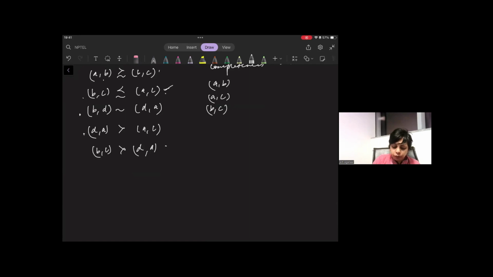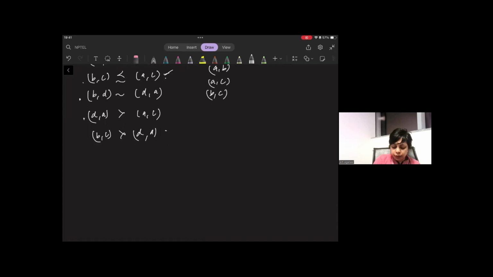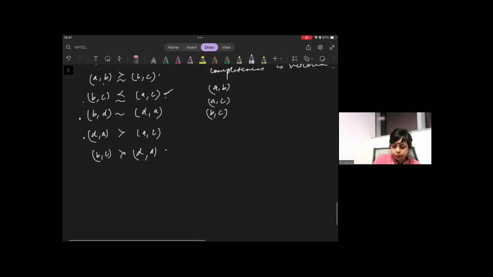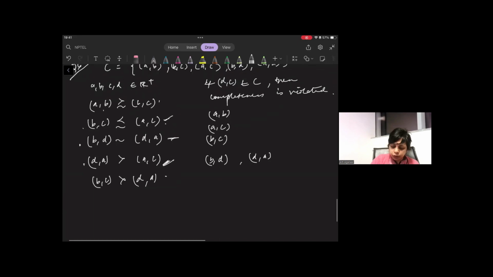Then between B comma D and D comma A, we know that they are at the same level. For now, I'm putting it here. Let's see where it goes. Now we know D comma A is greater than A comma C. So D comma A will come here.